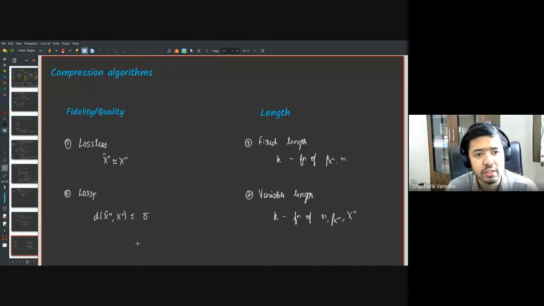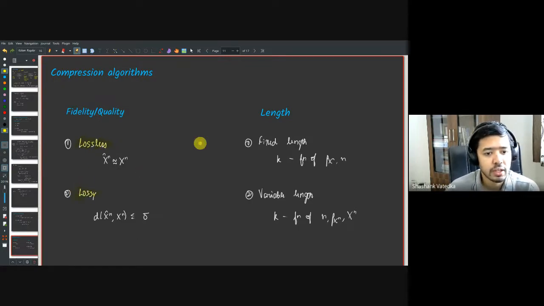In the previous class, I gave a very brief introduction to the problem of data compression, and we saw that we can broadly classify compression algorithms based on two different factors. One factor is the fidelity or the quality, how good you want the reconstruction or the decompressed file to be, how close to the original file. Based on this, we classified compression algorithms into lossless compression algorithms and lossy compression algorithms.